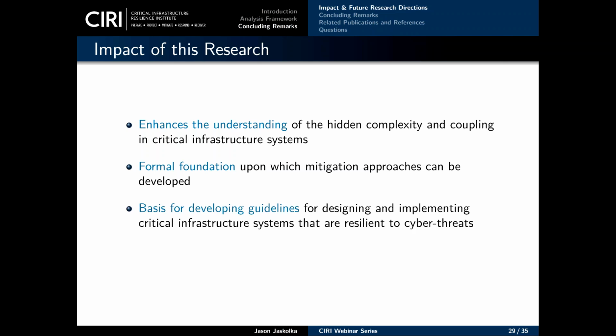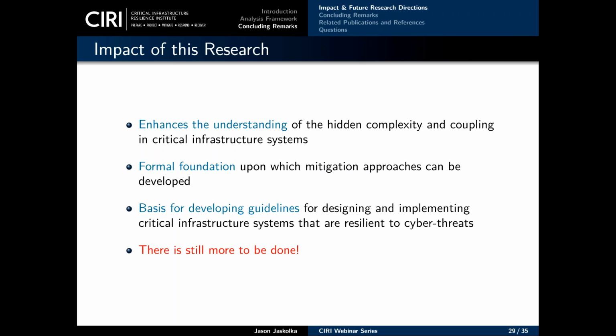And this gives us the basis for developing guidelines in the future for designing and implementing these kinds of critical infrastructure systems that are going to be resilient to cyber threats in the first place. So if we find that there's a particular pattern that exists when we're developing a system that allows for implicit interactions, then we can start to look at how can we avoid that particular pattern to eliminate that possibility of implicit interactions exhibiting themselves in the systems that we build.